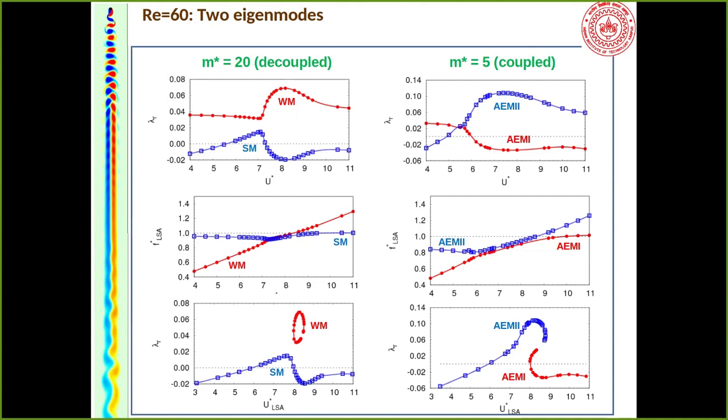If you go to a small value of M star, okay, then something very interesting happens. These two modes, they get coupled. So look at this red line. It initially follows the wake mode, and then it follows the structural mode. Then the blue line here initially follows the structural mode and later follows the wake mode. So this is a coupled mode. For some U star, it behaves like the wake mode. For other U star, it behaves like a structural mode. And that actually comes up very nicely in this. We call it the aeroelastic mode.